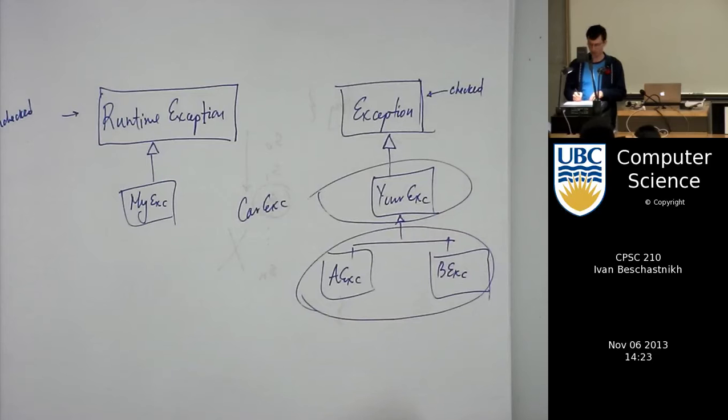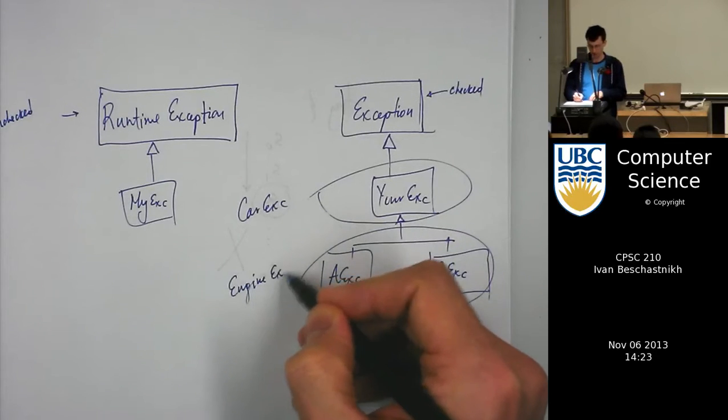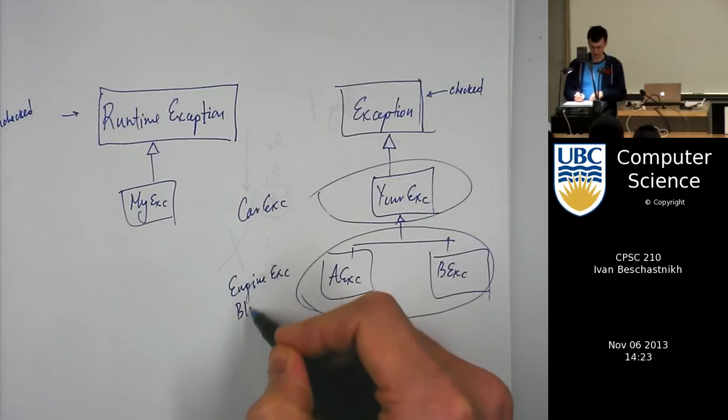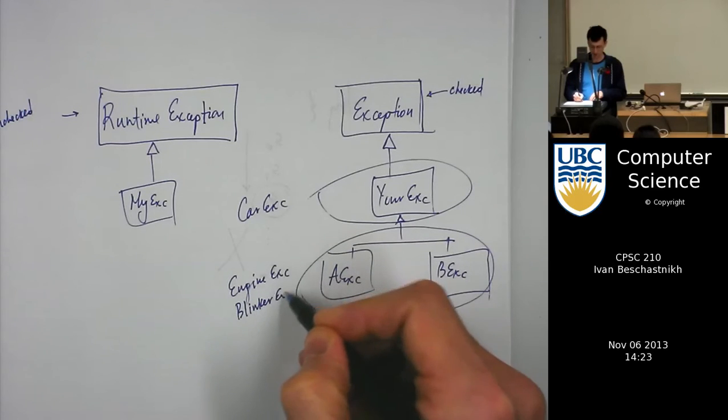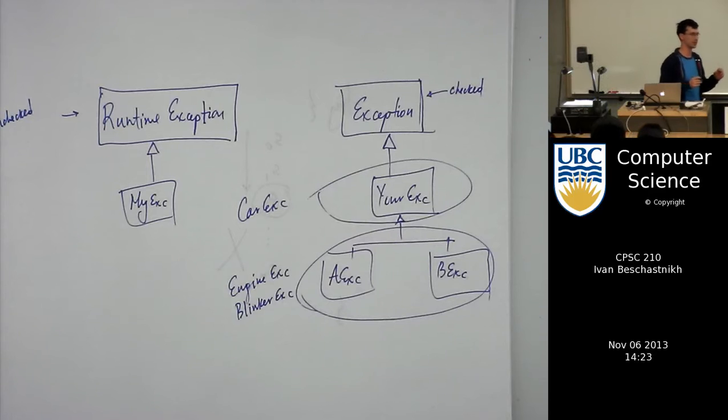But then a car might have an engine exception. It might have a blinker exception. There's a bunch of stuff that may go wrong with the car. And then there might be just a car exception. So you might say, hey, if I have a car exception, I just want to show you a little yellow light, regardless of what the exception underneath is. So that's one way of thinking about exceptions in a more abstract way.